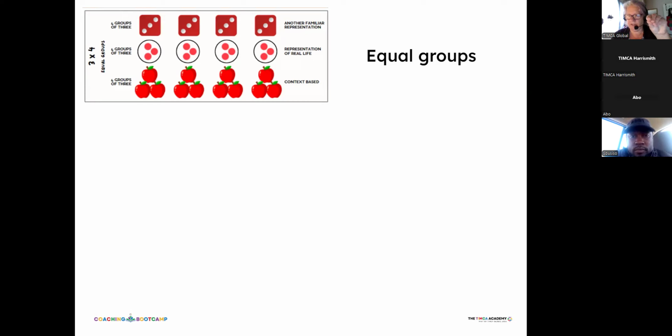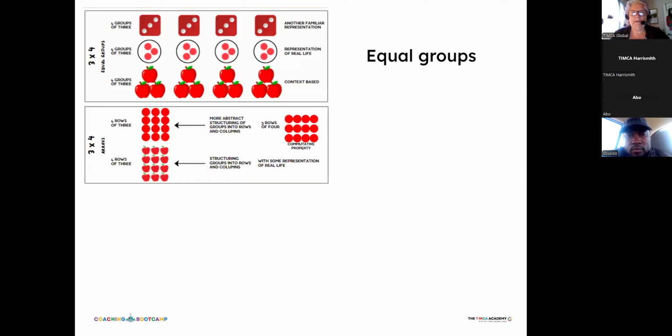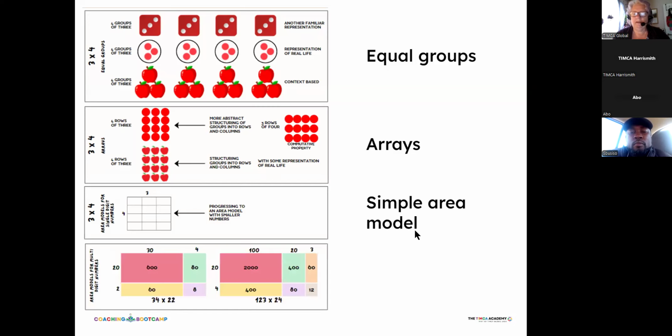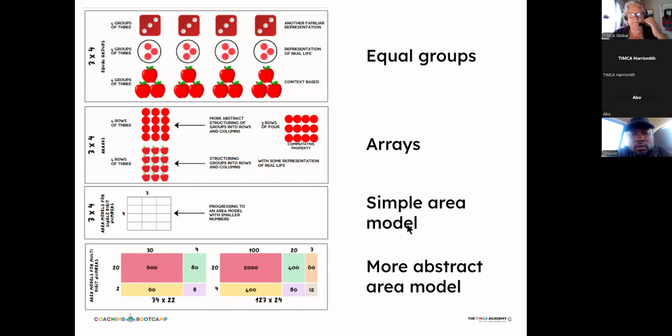This is the bit that we can't do so much together because it needs to happen in real life. Then we're going to move on to how we can use arrays for our thinking about multiplication and division, what we need to show children, what kinds of questions we need to ask, etc. Then we're going to move into a simple area model, and then we're going to look at the more abstract area model. So this is the process that we're going to go through with different activities as we go through today. Okay.